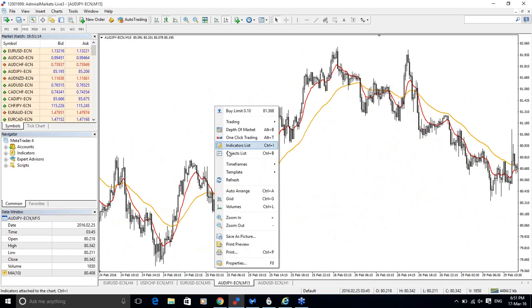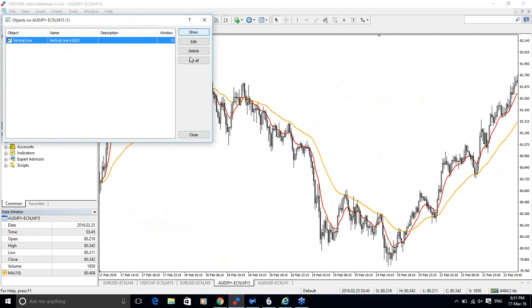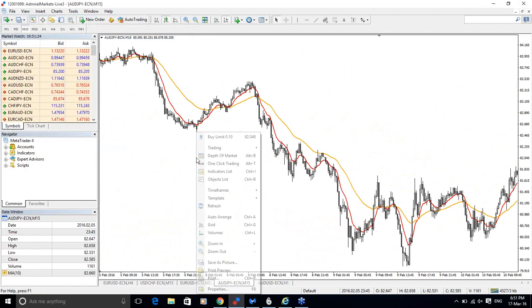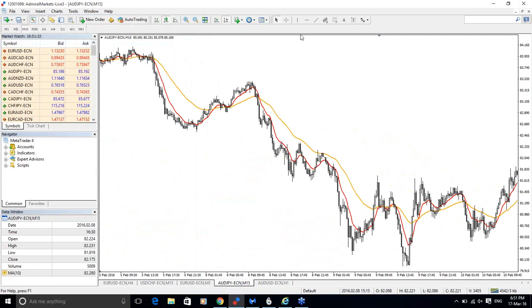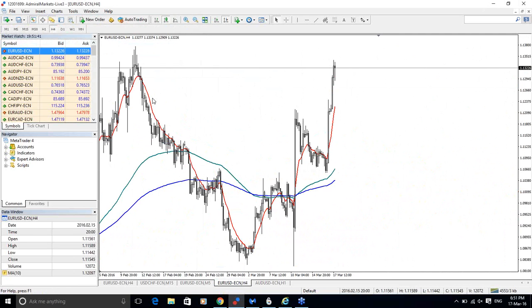Now I'm not sure why it doesn't show up. I will try to watch it again. Objects list, it should show on my chart here. Now it showed up. Okay, I lost it again. Let me try to do this again. It doesn't show up. Okay, I will use another, probably closer example. Okay, let's find another pair that had a recent cross.